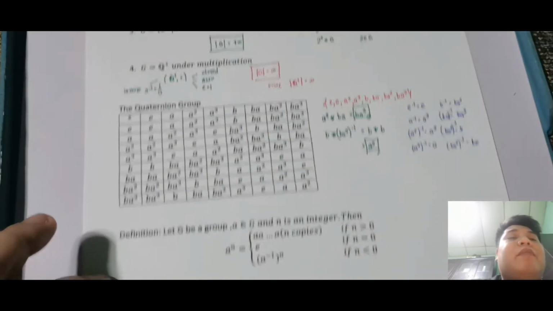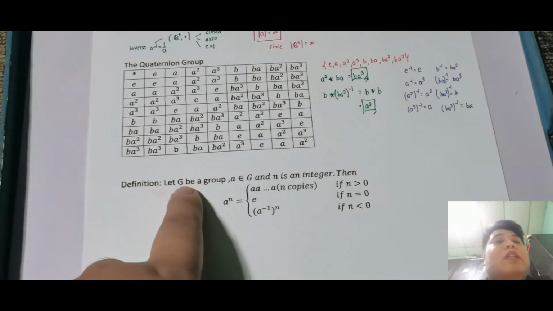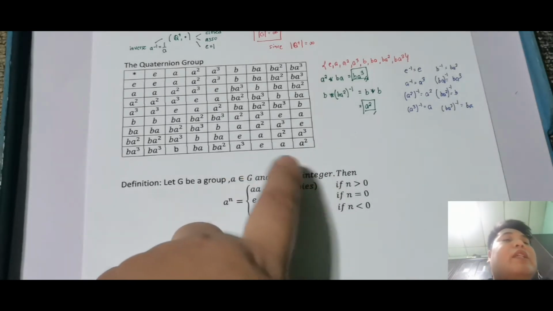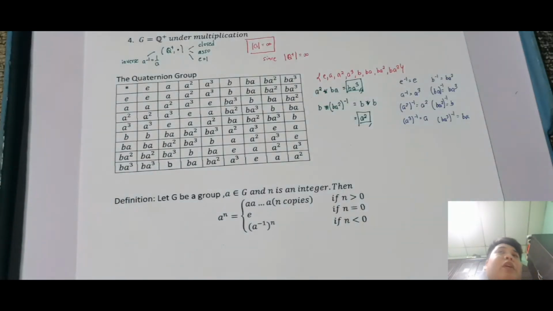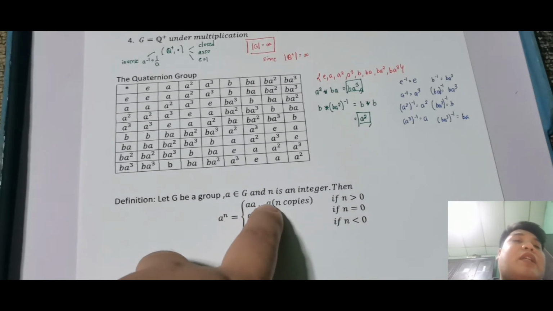So napaka-special talaga niya. So now let's have this formal definition ng ating A raised to N. So nabanggit ko naman kung paano tayo mag-evaluate nito. So syempre, i-highlight natin kasama na yung negative. Okay? So definition, let G be a group and A element of G and N is an integer. Again, N is an integer. So yung pang-raise lang natin dito is dapat integer.